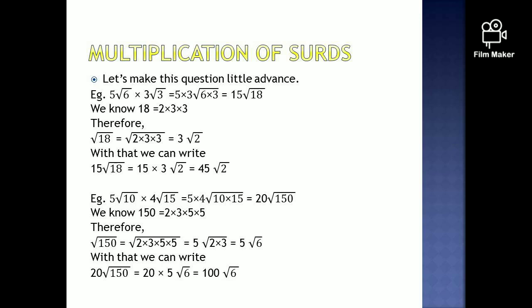Yes. If you take root 18, you know that 18 is 2 into 3 into 3. That means root 18 is root 2 into 3 into 3. Therefore 3 into 3 is a couple, so you can take that 3 out, and it turns into 3 root 2.